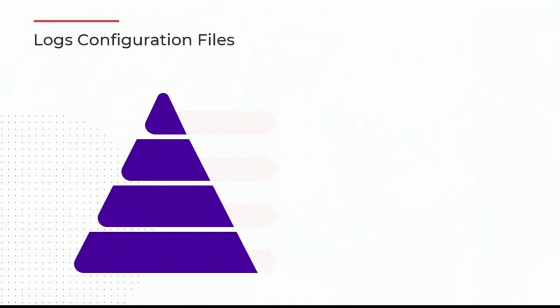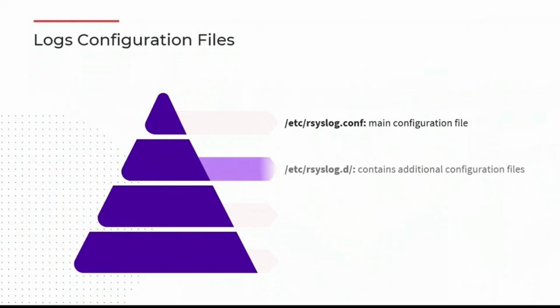Next, let's explore where these rules are written. All our syslog's behavior is controlled through its configuration files. The main file is usually located at /etc/rsyslog.conf, and sometimes it also includes extra configuration files from /etc/rsyslog.d/. All these files are written in plain text form, and you can open and edit them with a basic text editor like VI or Nano.